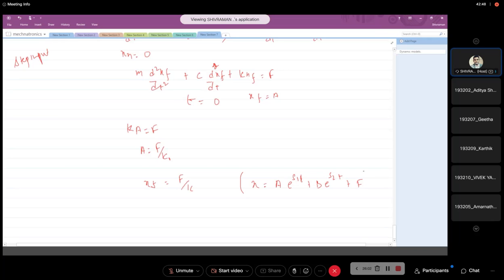So the general solution equation will be different for the different system. It will be for overdamped. Likewise, you can have one for critically damped, but this is not relevant for you. But just for the sake of your knowledge, I am telling you.